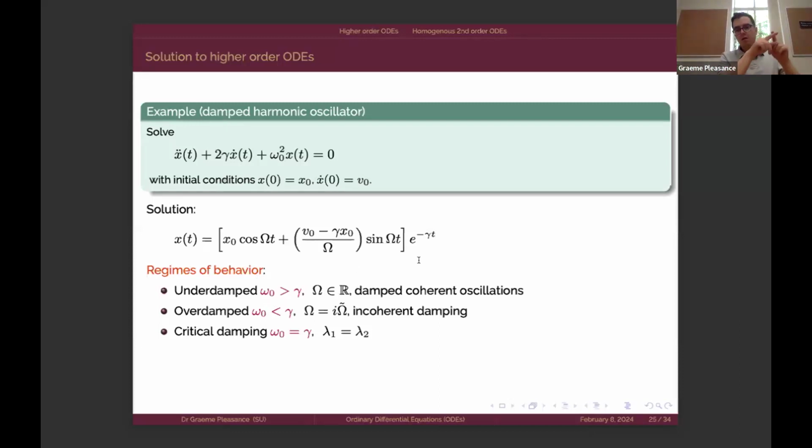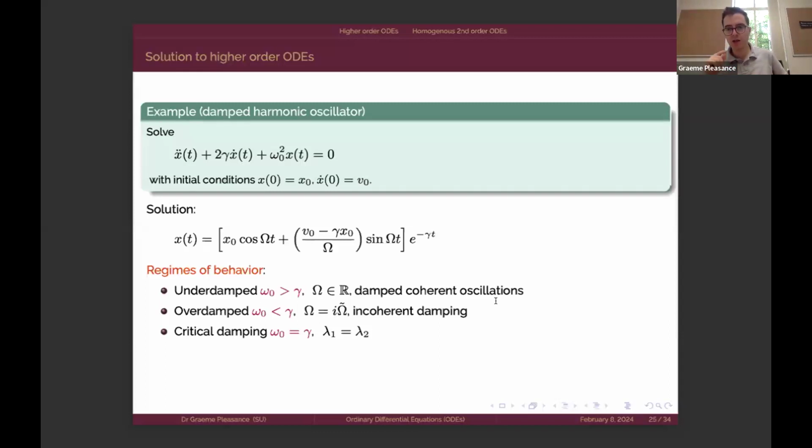Just to reiterate, omega is the square root of omega naught squared minus gamma squared. So obviously, if gamma is greater than omega naught, then this omega will now be purely imaginary. And so what we can do is define a new constant, omega tilde here, which is just i times omega tilde. And so this omega tilde is real. This describes so-called incoherent damping. I'll illustrate what I mean by that in the next few slides.